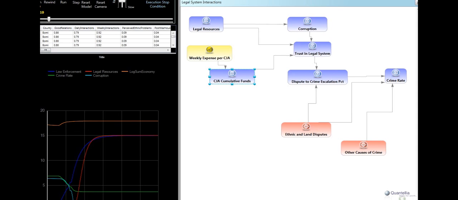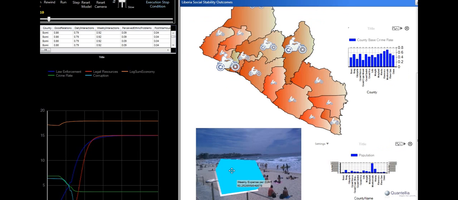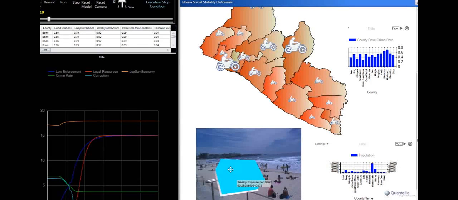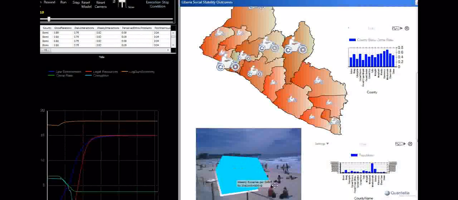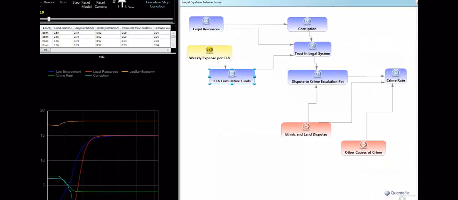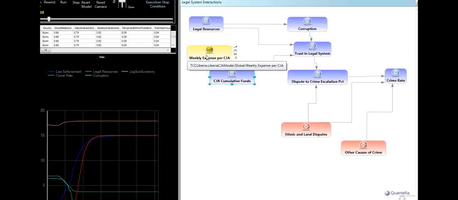So let's talk about the mechanism by which that investment in CJAs ultimately leads to a lower crime rate. If you'll recall, that was the main lever that we talked about previously, was this investment in CJAs. So as we make a weekly investment in the CJA program, which changes the number of folks that are working out in the counties, that has an impact on our cumulative investment. And that cumulative investment, you can see, is connected to the weekly expense. So as we spend dollars, we have more and more funds cumulatively available to them.